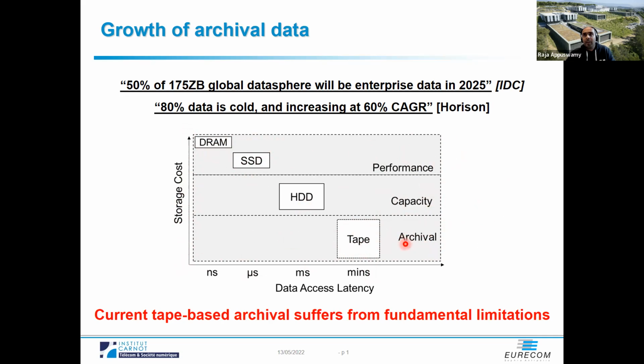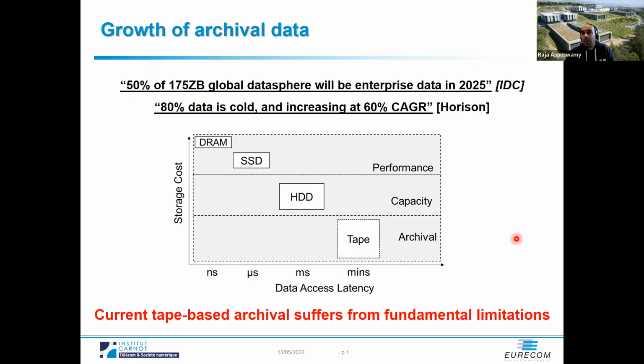And the problem here is that if you have 175 zettabytes of data, 80% of it being cold, a vast majority of it is cold. All of this today has to be stored on tape. Obviously, because one, the data is not being accessed frequently. So it makes no sense for you to store it in a random access device like hard disk drive or SSD, right? So you store it on tape, which is the lowest cost, cheapest storage medium that we have available today. But the problem is that current tape-based archival systems suffer from fundamental limitations.